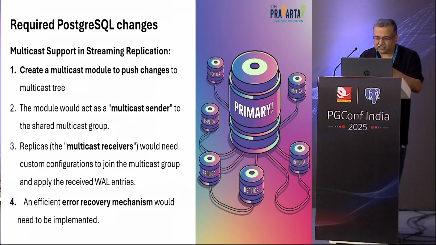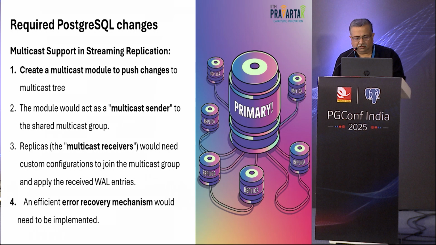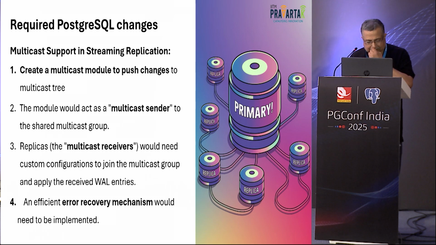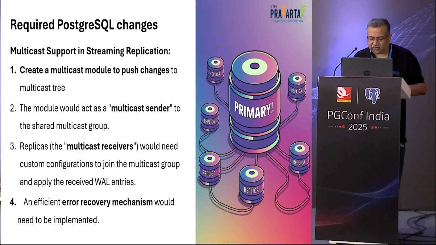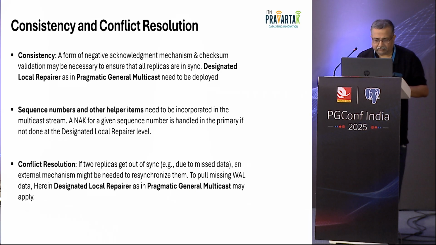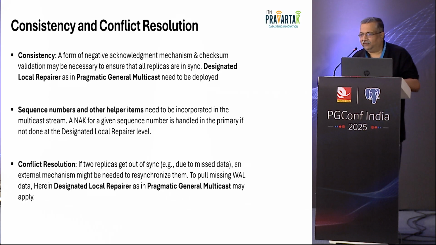You have to create a multicast module to push the changes. You need a multicast sender. You need a multicast receiver. And in this case, since we're choosing PIM BIDIR, every multicast sender and every multicast receiver can be the same. Any node can be a sender as well as a receiver. And of course, we need efficient error recovery mechanisms to be implemented. Consistency, some form of negative acknowledgement.